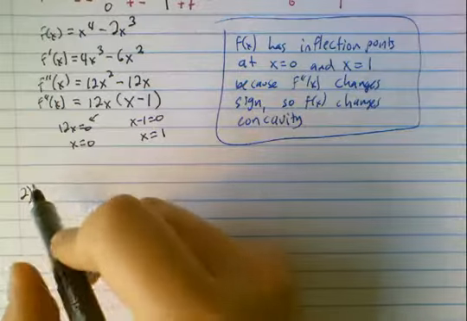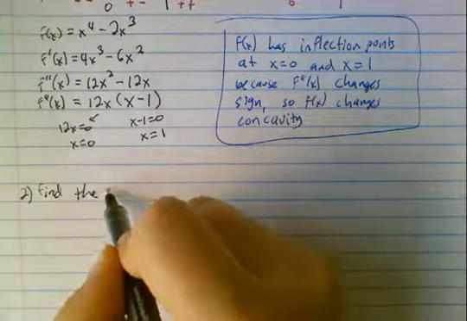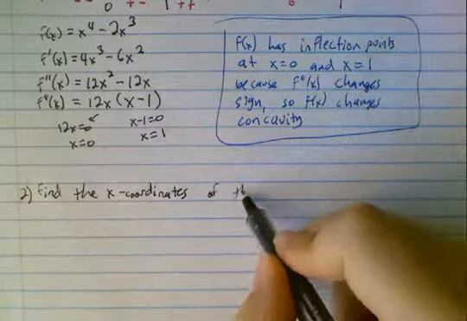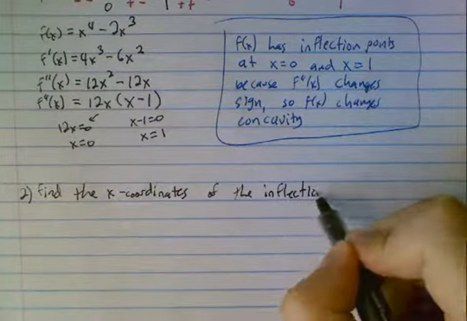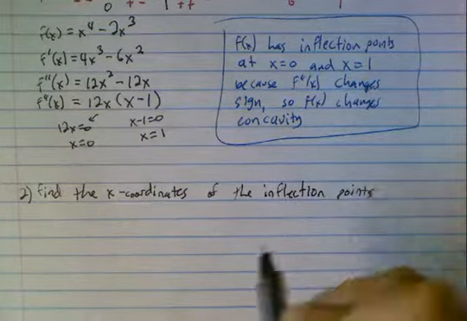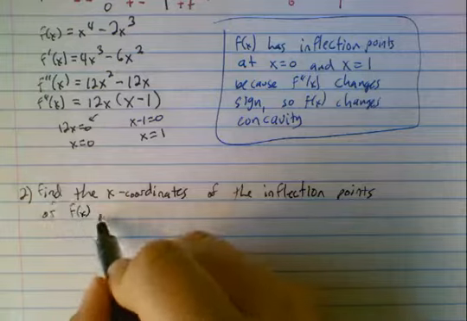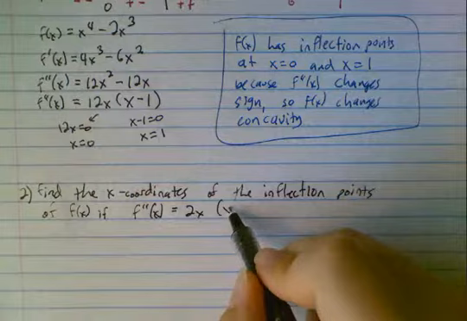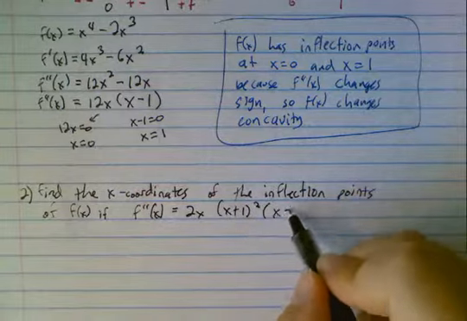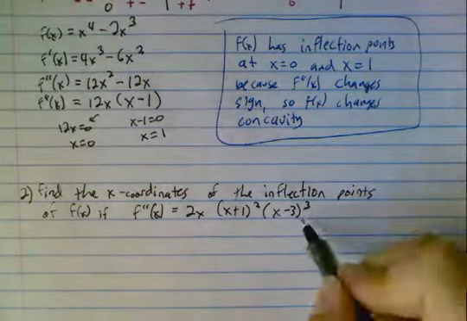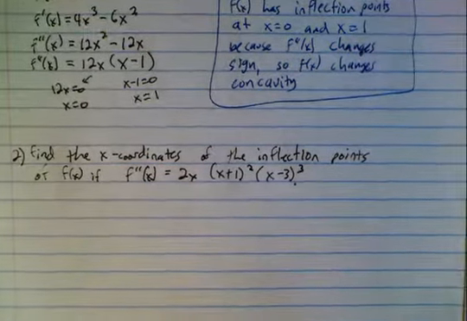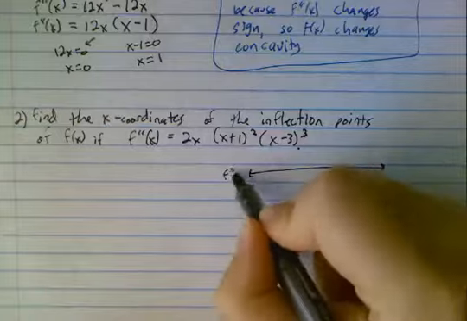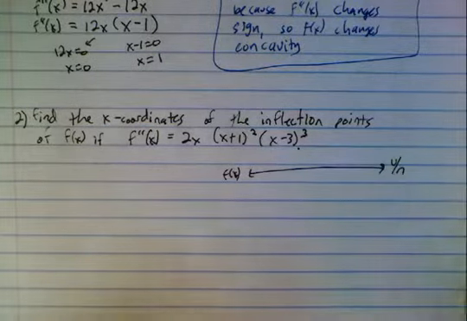So for our second problem, let's find the x-coordinates of the inflection points of f of x if f double prime of x equals 2x times x plus 1 squared times x minus 3 to the third. So, as always, what are we looking for? Inflection points of f of x. Inflection points are concave up, concave down.